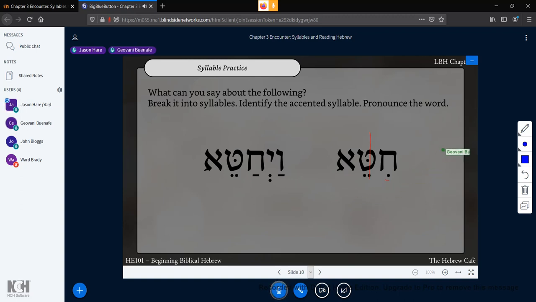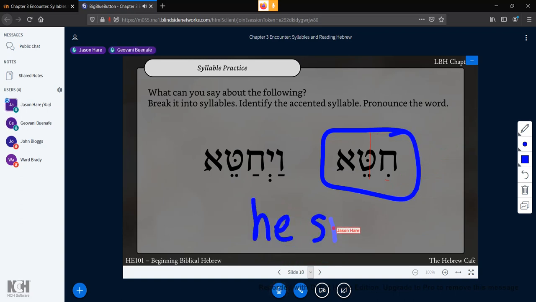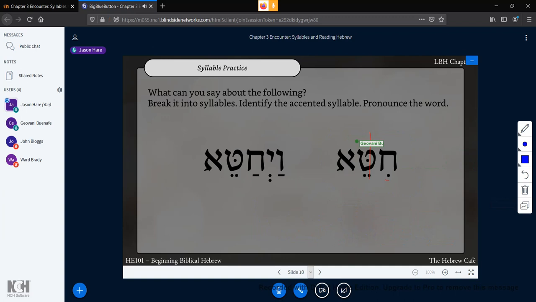Okay, the next, so this chite means he sinned in the past. It's past tense, he sinned, like he sinned against God. It's very common to use a vav consecutive form in the Bible. We said that vav consecutive normally is like vai, and then it goes on to the next. So we would expect a dagesh in the yod. Vai yechate.